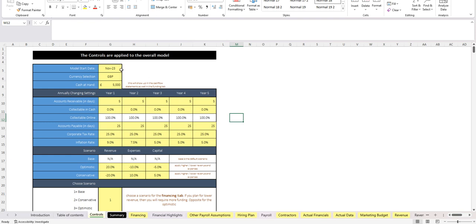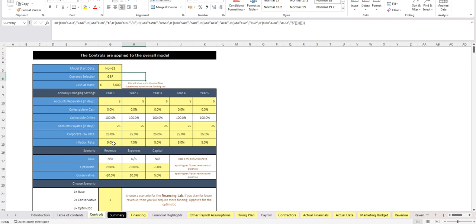Okay, like when you're going to start, what is your currency selection? Here we have a few currency selections, different types. Cash at hand is how much cash this company is having at the moment you run this model, and some other stuff about accounts receivable, how much you collect online. Obviously, this is a SaaS model, should be 100%. Accounts payable, corporate tax that is in the UK, so it's 25%, and inflation rate because that plays a role.